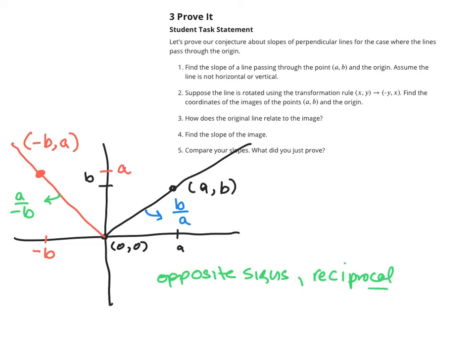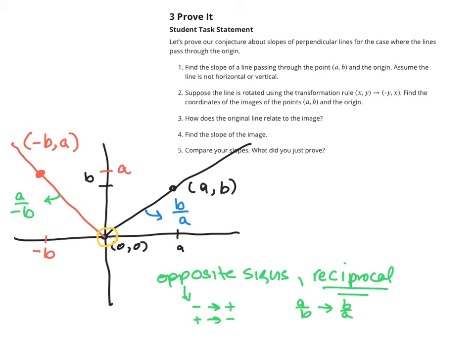If you don't remember what reciprocal means, you're just flipping the fraction: a over b goes to b over a. And opposite sign means if it was negative before, it goes to positive, and if it was positive before, it goes to negative. I can't say negative reciprocal. I say opposite sign reciprocal because we're just flipping the sign of it, right? What I'd also like to point out is this value doesn't change.